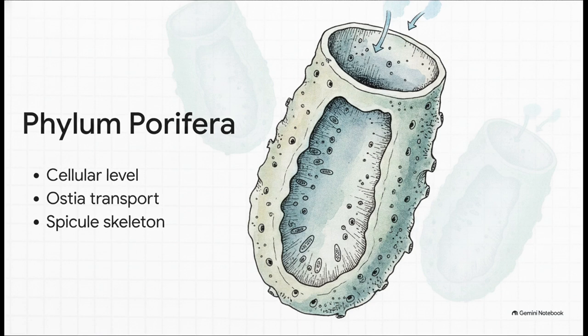Instead of complex organs, they rely on a truly fascinating water transport system. Water just flows right in through these minute pores called ostia, enters a central cavity called the spongocoel, and then gets flushed out through a large opening called the osculum. It's a remarkably efficient plumbing system that handles all their food gathering, respiration, and waste removal, and it's all supported by a skeleton made of spicules or spongin fibers.